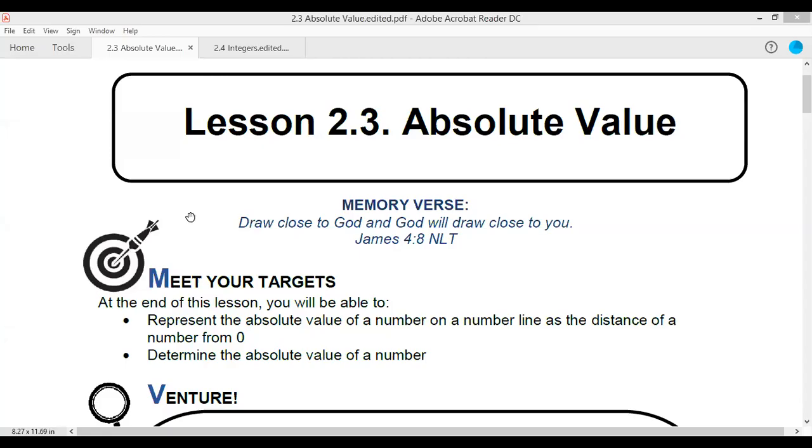Good day. Today we're going to learn about absolute values.